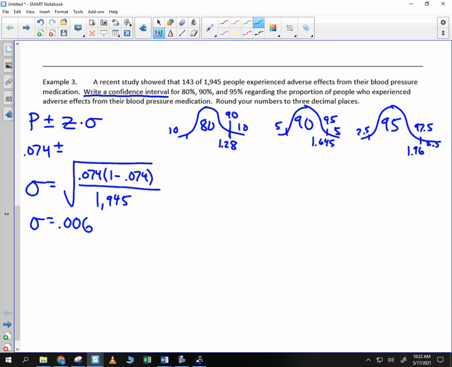Yes. This group right here, you guys are going to do the first set. This group right here, you guys are going to do the middle set. And this group right here, you're going to do the last set. So everybody uses the same data. Everybody uses 0.074, plus or minus. All of you have a different Z-score, though, right? So first group, you use 1.28. Second group, you use 1.645. Last group, you use 1.96. You all use the same thing for sigma, which is 0.006.